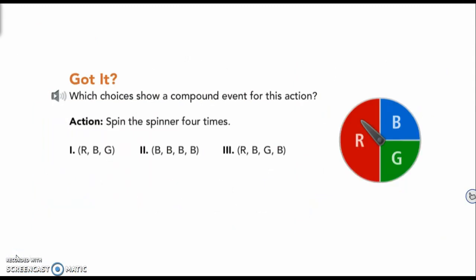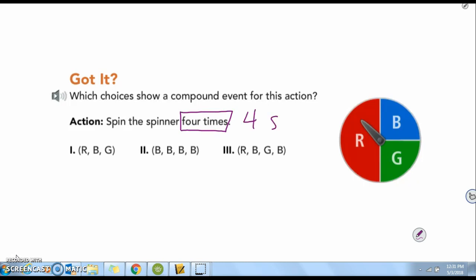Look at the next example. Which choices show a compound event for this action? Spin the spinner 4 times. Since our action shows 4 times, this means there are 4 steps within this action. So we're looking for a compound event that has these 4 steps.